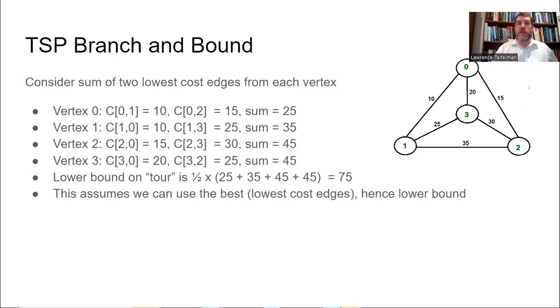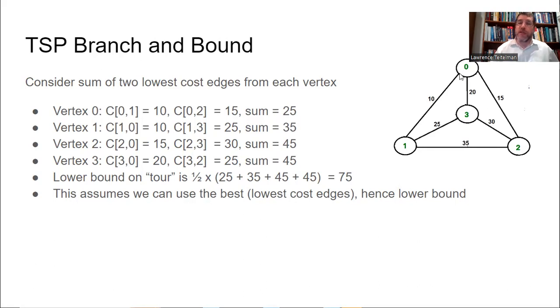So that's what we do. We look at each vertex in the graph and say, what are the two lowest cost edges? Professor, why can't we use the same edge? Why do we have to use two edges? Good question, you tell me. You're not allowed to use the same edge, right? Why can't you use the same edge? The answer is because you're coming from another vertex.